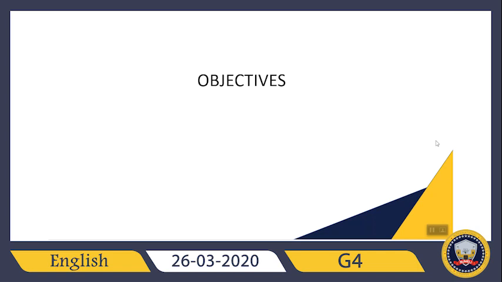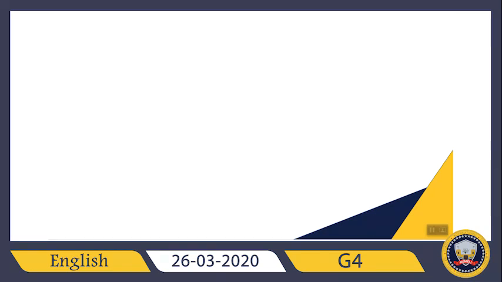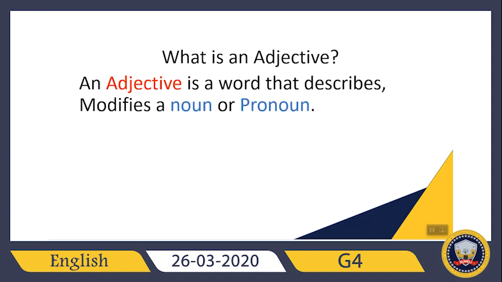The objectives for today: we need to know what an adjective is, the types of adjective, and how to use adjectives correctly. Those are the objectives for today's lesson. The first question we're going to be asking ourselves: what is an adjective? An adjective is a word that describes or modifies a noun or pronoun.